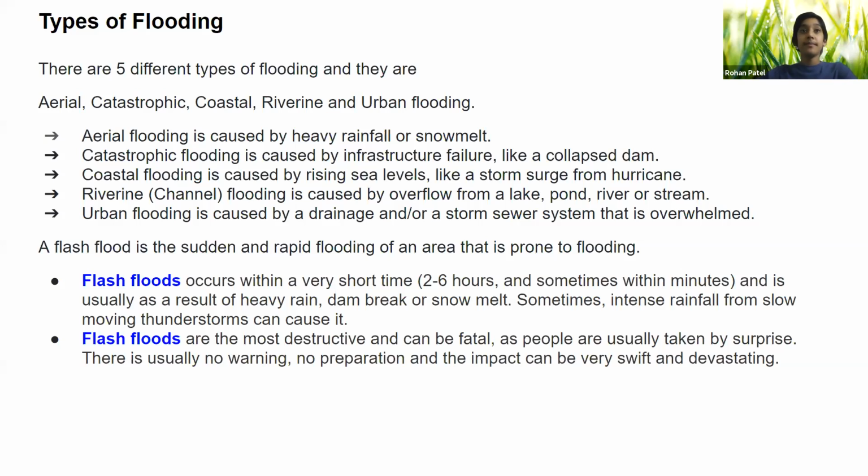A flash flood is a sudden and rapid flooding of an area that is prone to flooding. Flash floods occur within a very, very short time, 2 to 6 hours, and sometimes within minutes. It is usually the result of heavy rain, dam break, or snowmelt. Sometimes intense rainfall from slow-moving thunderstorms can cause it. Flash floods are the most destructive and can be fatal, as people are usually taken by surprise. There is usually no warning, no preparation, and the impact can be very swift and devastating.